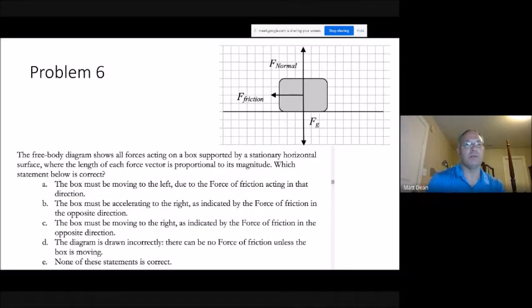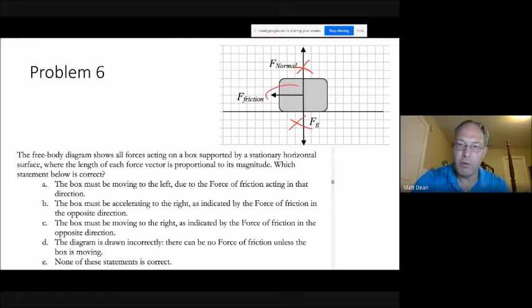All right, so now let's look at this one. The free body diagram shows all forces acting on a box supported by a stationary horizontal surface, where the length of each force vector is proportional to magnitude. Which statement below is correct? So we've got force of gravity and a normal force. Those cancel each other out.